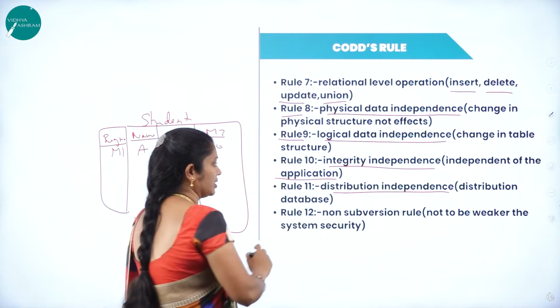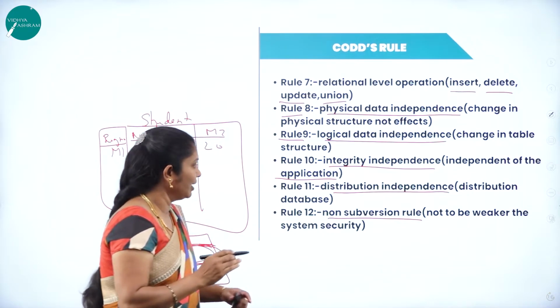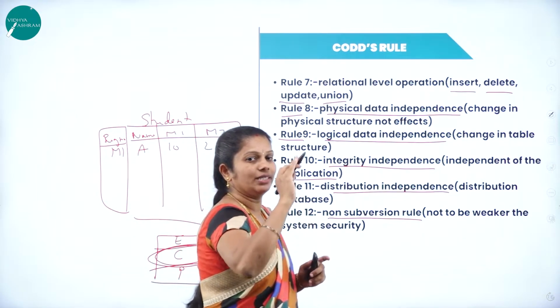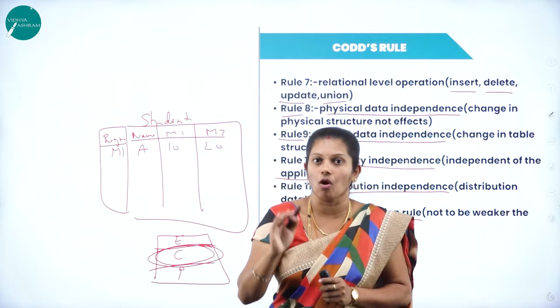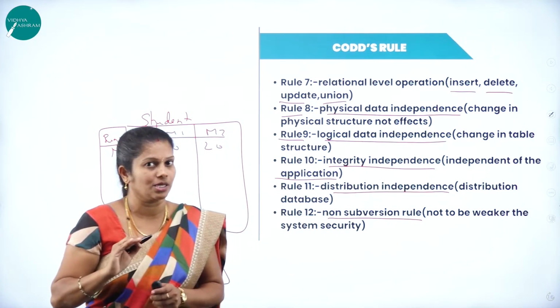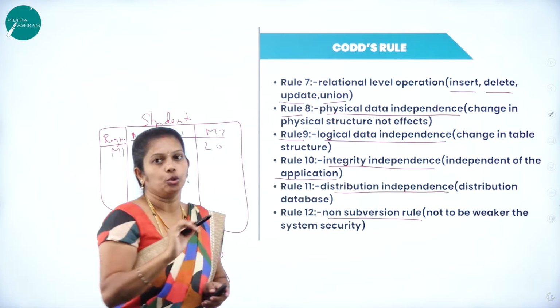And rule 12 says the non-subversion rule: not to weaken the system security. Compulsorily, whatever data we have has to be secured properly. It can be given only to authorized persons. That is the final rule, and the system has to support the non-subversion rule.